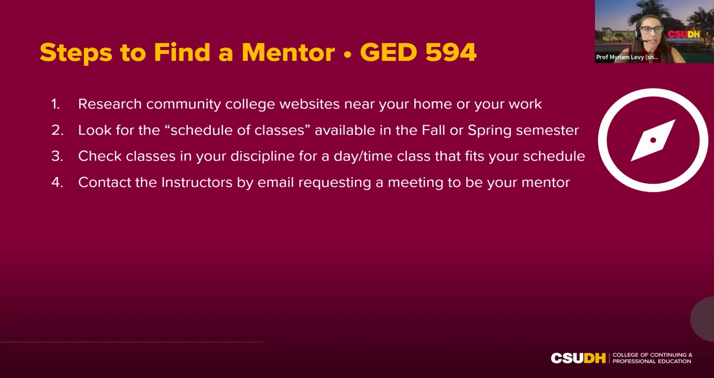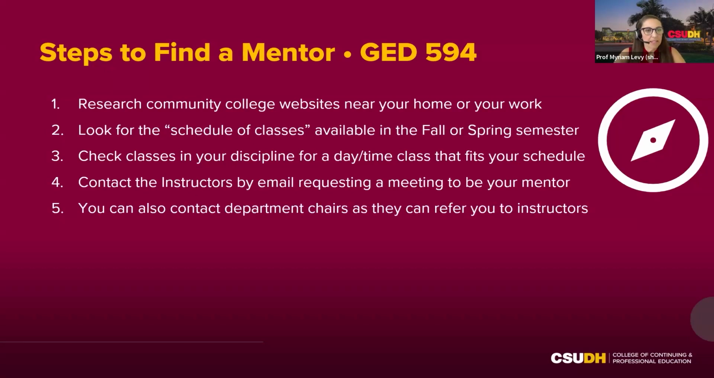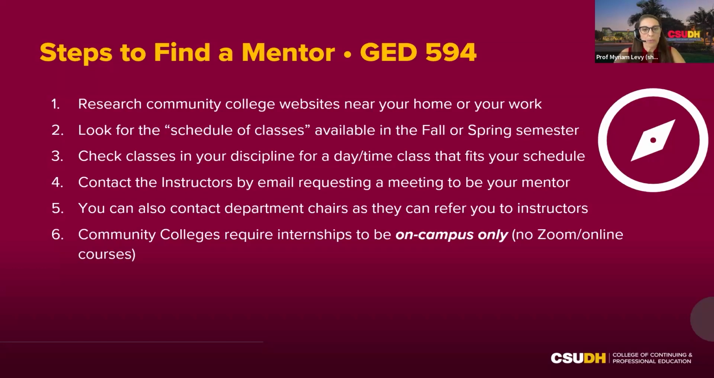Number 4 is you'll contact those specific instructors by email and you'll request to meet with them to see if they can be your mentor. You can also contact the department chairs as they can refer you to instructors in that discipline. Community colleges require internships to be only on campus. No Zoom or online courses are available for internships.